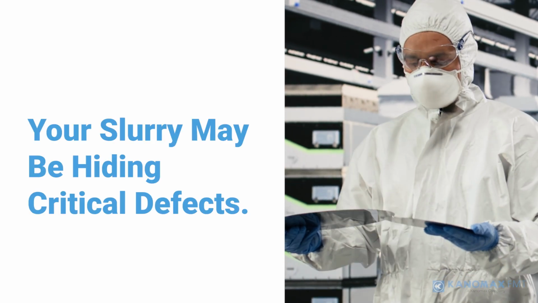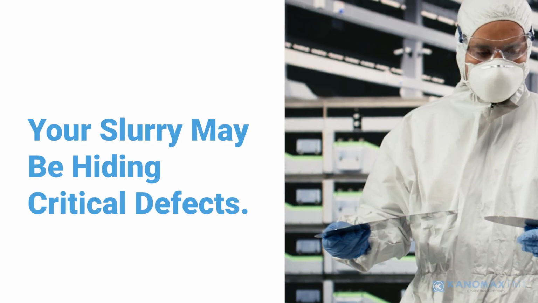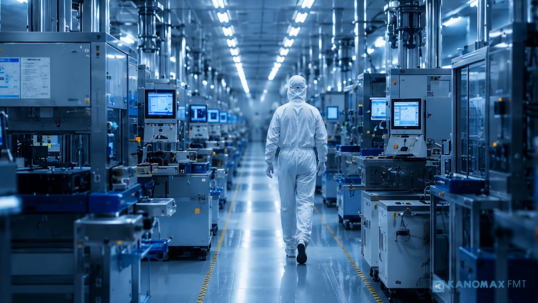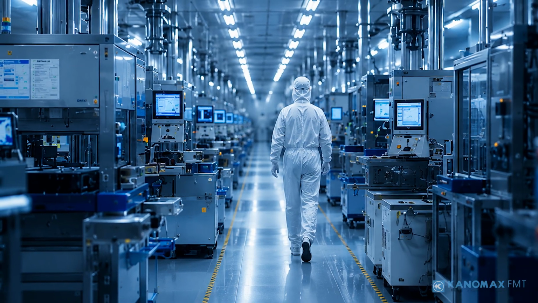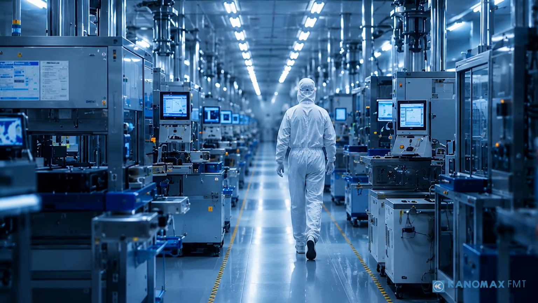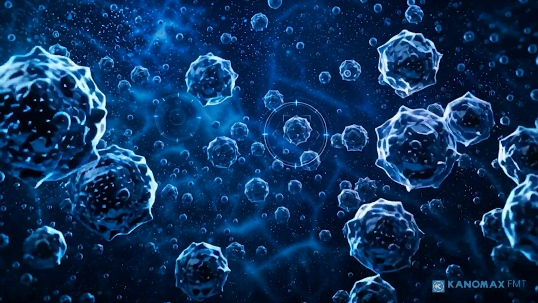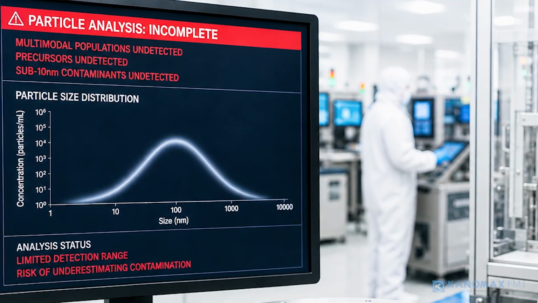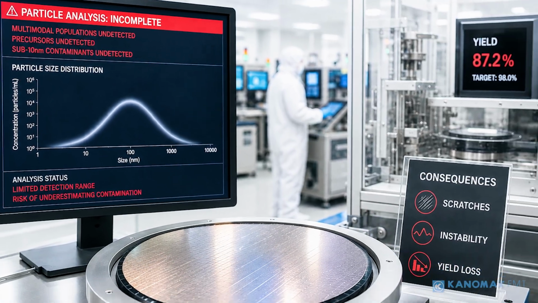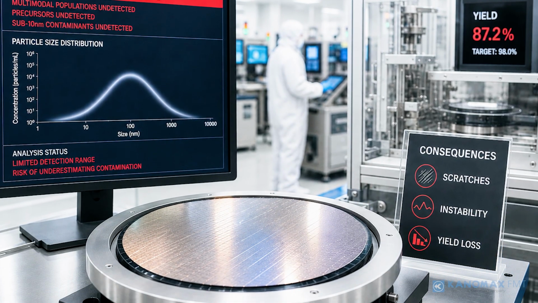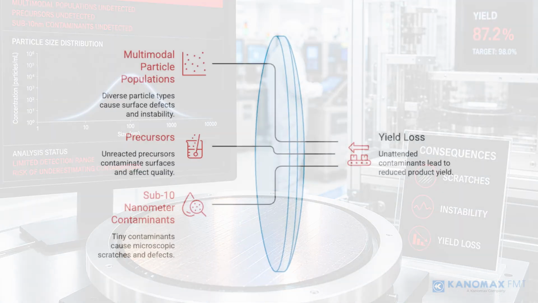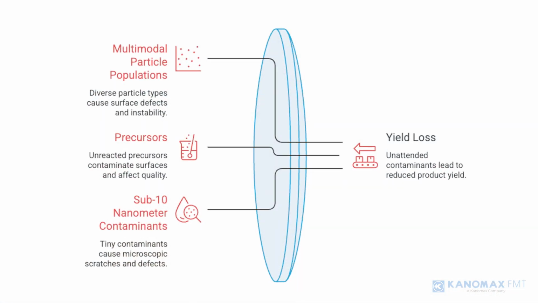What if the particles driving your next yield excursion are the ones your current metrology never sees? At advanced semiconductor nodes, CMP performance is controlled by detail at the nanoscale. And when multimodal particle populations, precursors, and sub-10 nanometer contaminants go undetected, scratches, instability, and yield loss follow. For process engineers, yield engineers, and CMP slurry suppliers, these are problems you can't afford to miss.